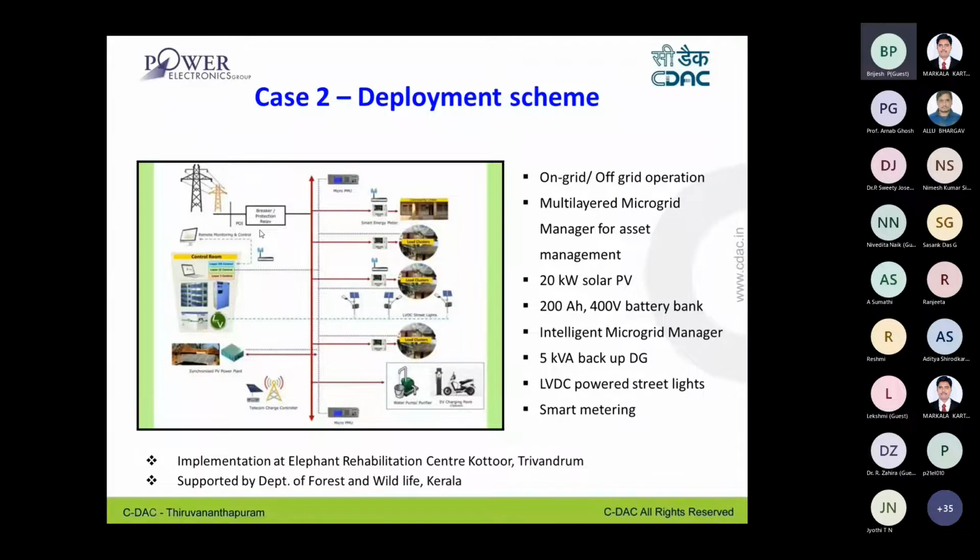We are implementing it at the Elephant Rehabilitation Center, Kottur, Trivandrum. The Kerala Forest and Wildlife Department is supporting us in this location-wise installation process. The major features are 20 kilowatt solar PV and a 200 Ah 400 volt battery bank, and we have an intelligent microgrid manager, DG backup, and obviously LVDC powered street lights.